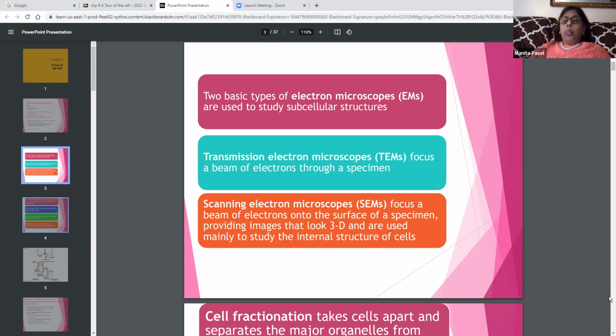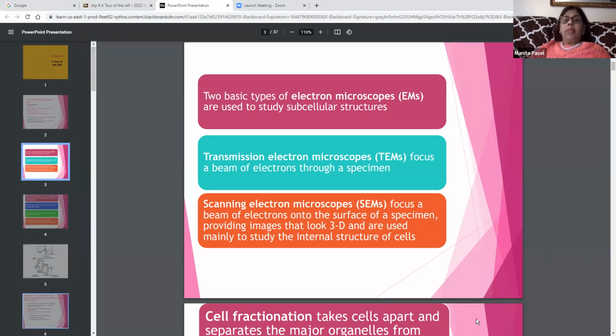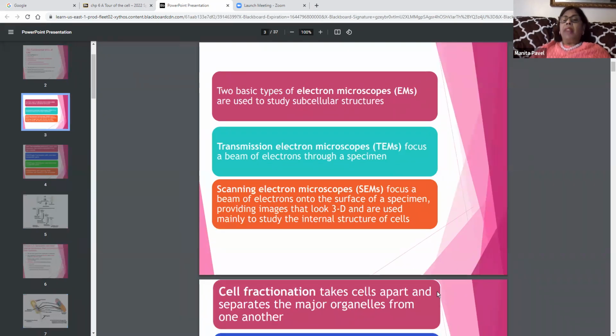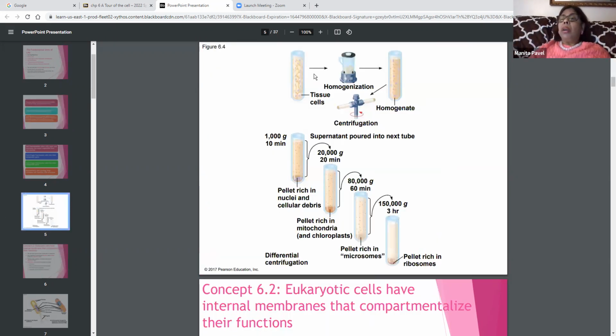Now we look at one technique which is called cell fractionation. So what's cell fractionation? To fractionate is to divide, to separate out. This technique or process called cell fractionation is going to take apart all the major organelles in a cell and separate them from one another. So we see, how can this be done?